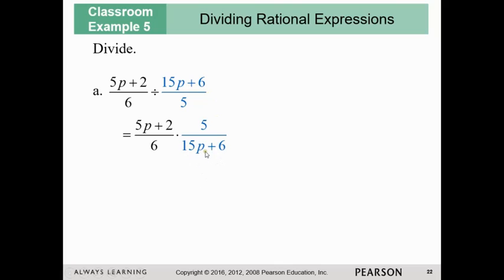Now we can factor this. We can factor this 15p plus 6 by taking out a 3. So we took a 3 out of this 15p plus 6, and it became 5p plus 2. Now we have something in common between the numerator and the denominator, so we cancel that 5p plus 2 out.